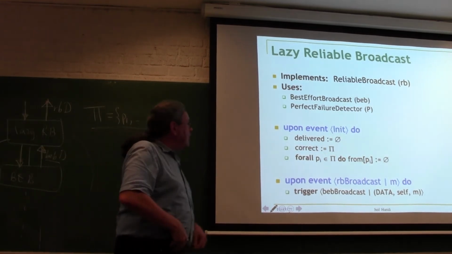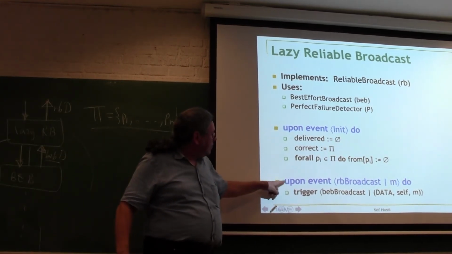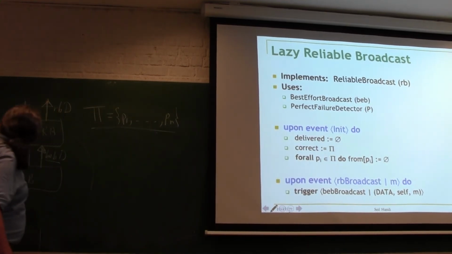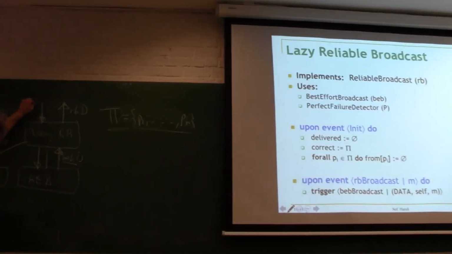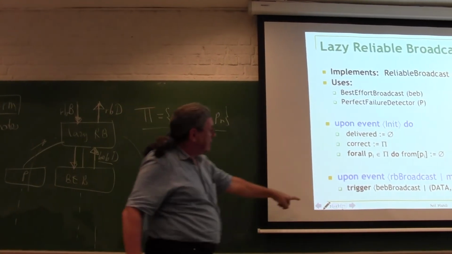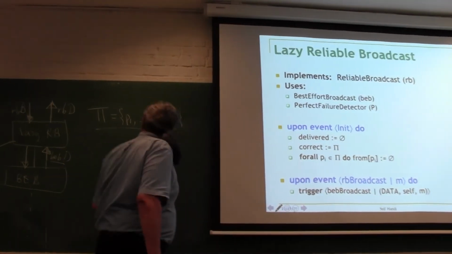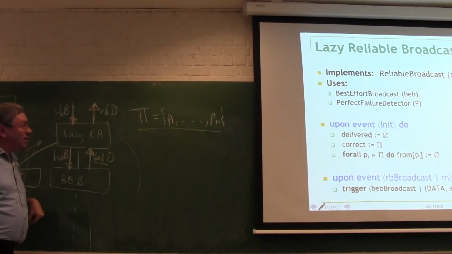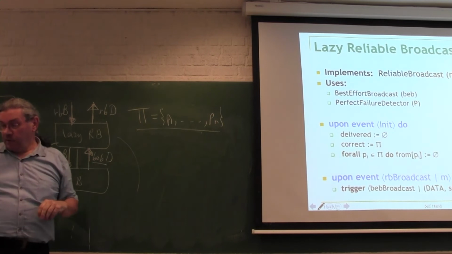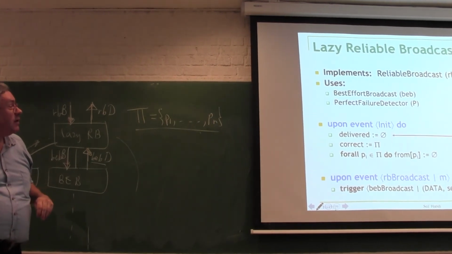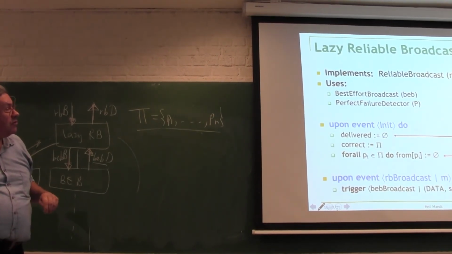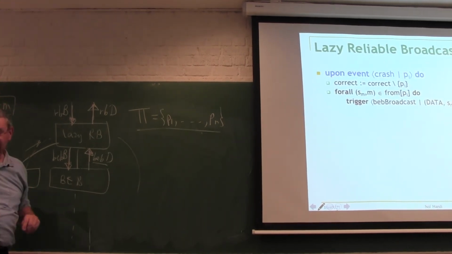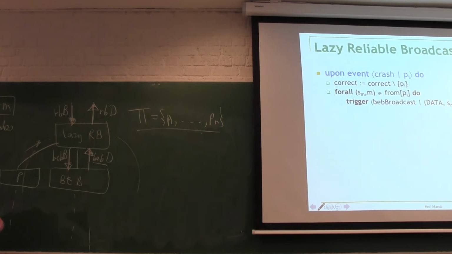Okay. Now the algorithm starts. I do an RB broadcast, so that's the upper thing, RB broadcast. What it does is just a BEB broadcast underneath. That's all it does, okay? So basically, yeah, filtering duplicates, saving messages, and now we start looking at the second page of the code.